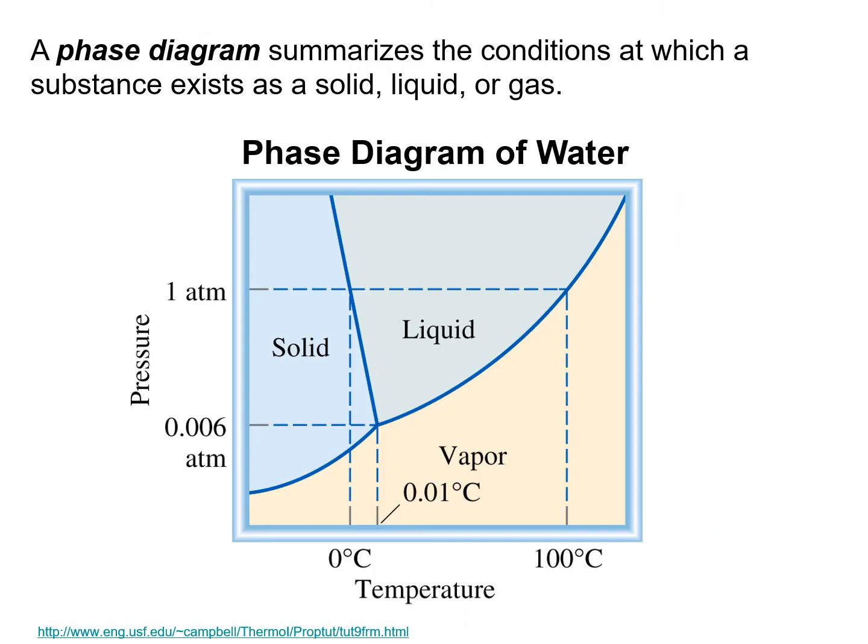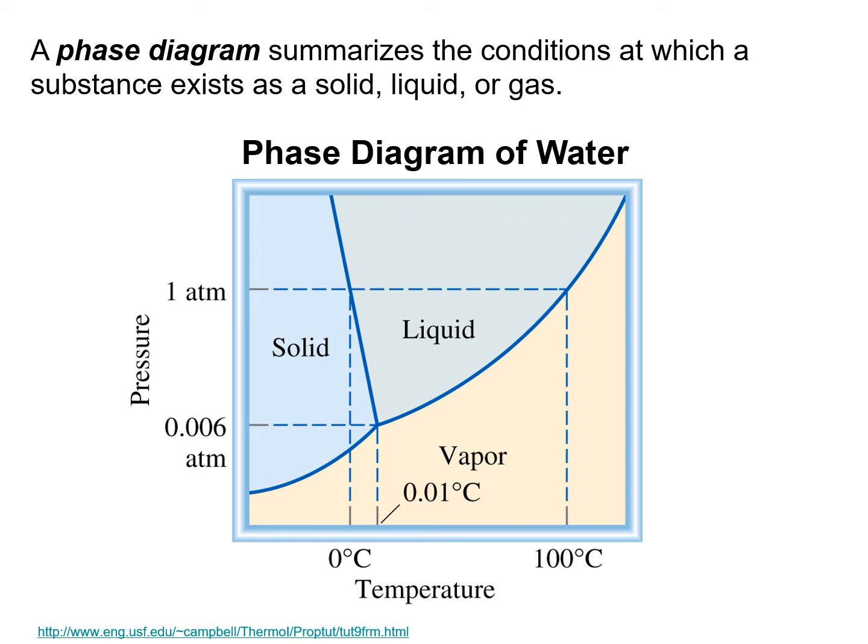Okay, so phase diagrams. These are used to predict changes in melting points and boiling points of substances as a result of changing temperatures and pressures, or when temperature is constant and we have changes in pressure. So basically, the phase diagram summarizes the conditions at which a substance exists as a solid, liquid, or gas.